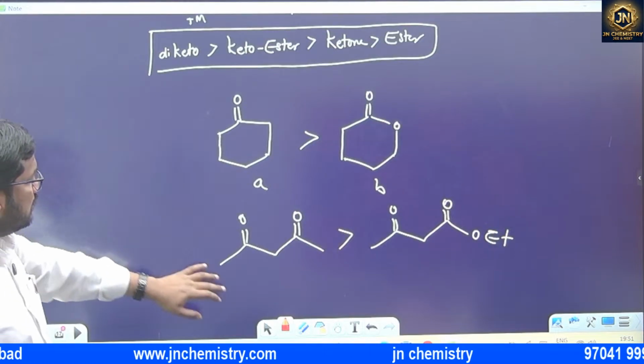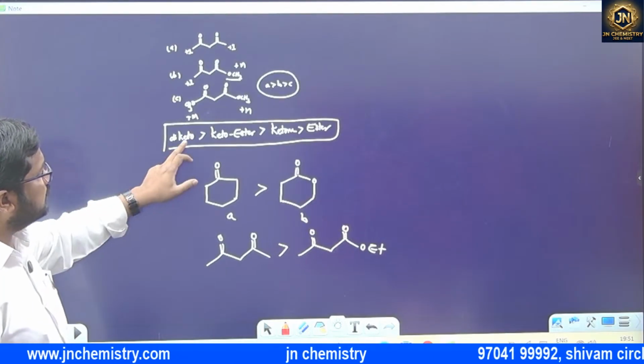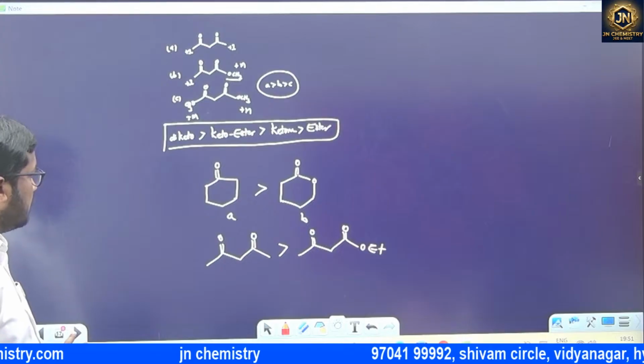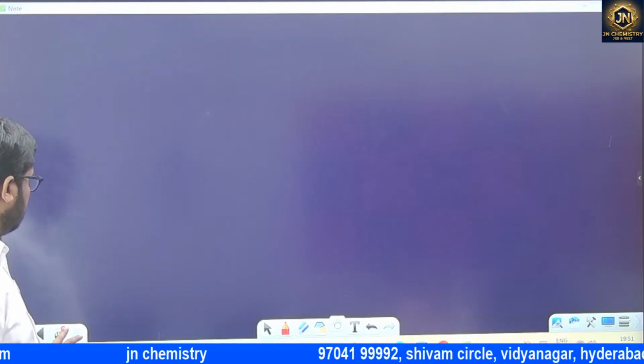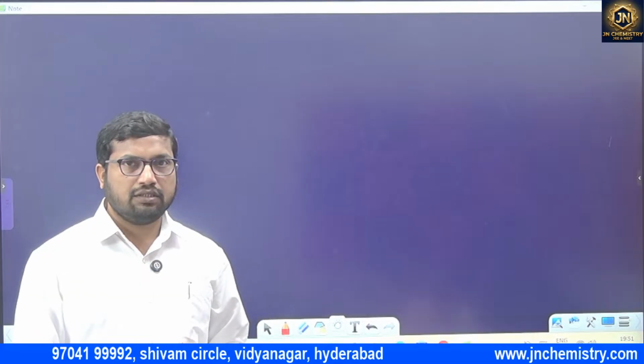I told you: diketones, ketoester, ketone, ester. This is all about tautomerism, and a couple more questions are there. Those I'll explain in the advanced classes. Thank you.